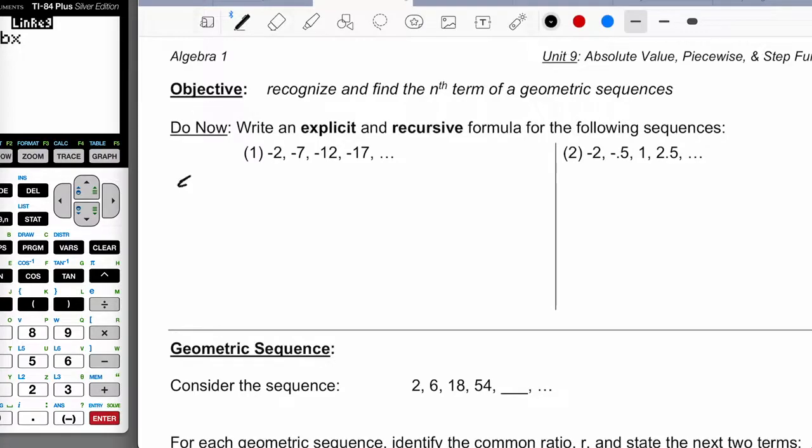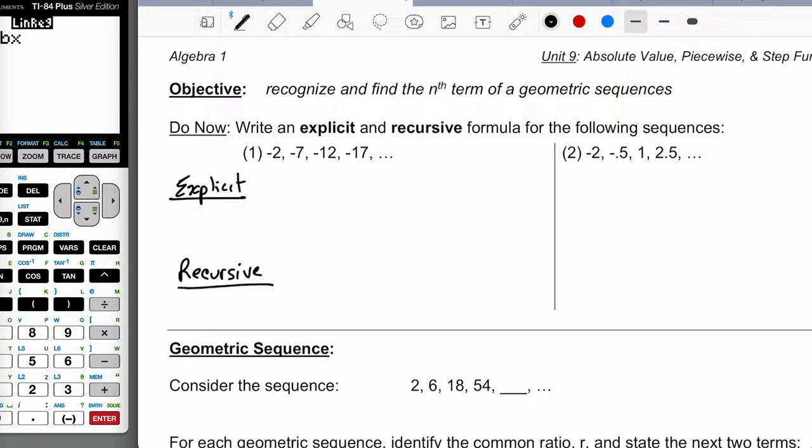Explicitly or recursively, in either event, you're going to need the initial value, the A1. All right, but the model that we use for the explicit approach would be A sub n is equal to A1 plus D times n minus 1.